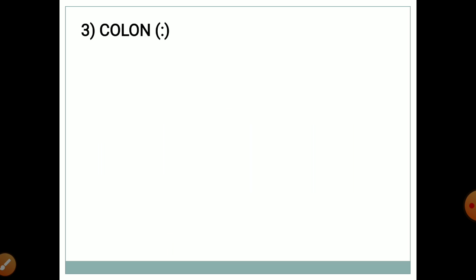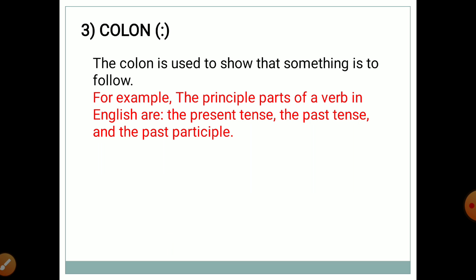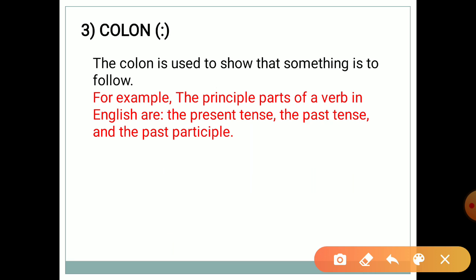Next is the colon. So where do we have to use the colon? The colon is used to show that something is to follow, meaning anything is given in the sentence. For example, the principal parts of a verb in English are the present tense, the past tense and the past participle. So here we are using the colon mark because we have to give which parts of an English verb we are using.